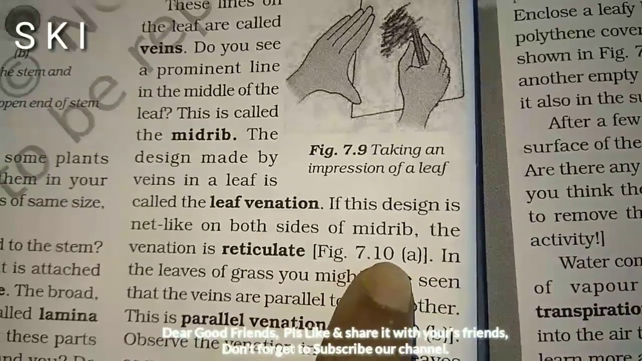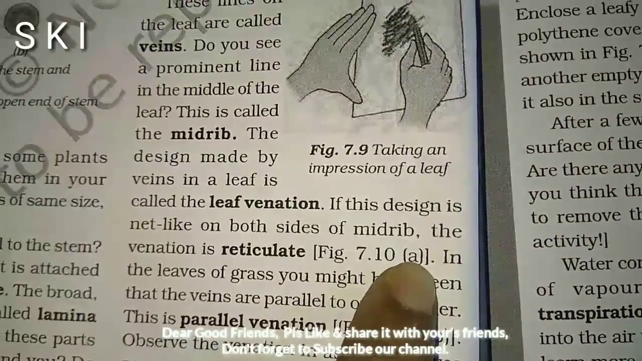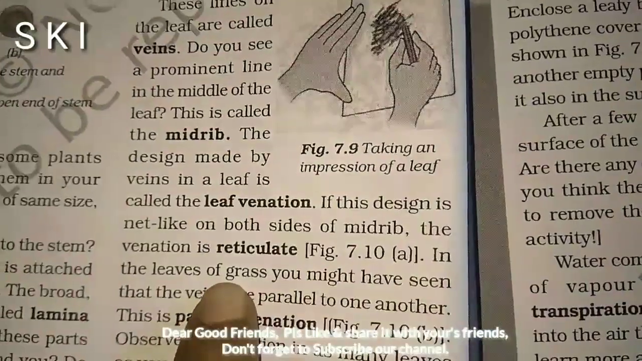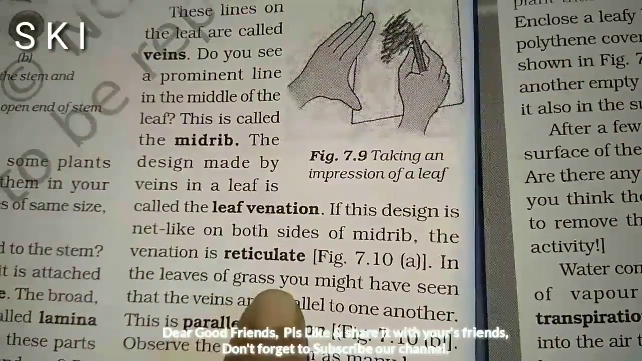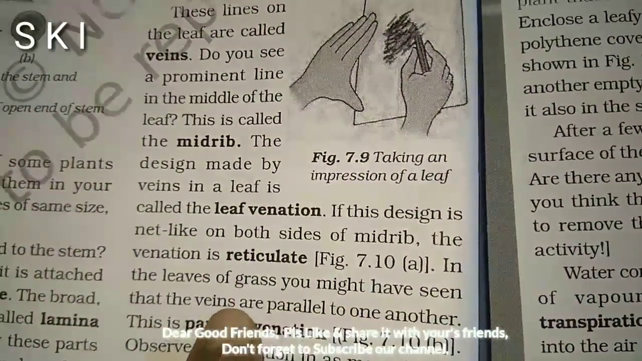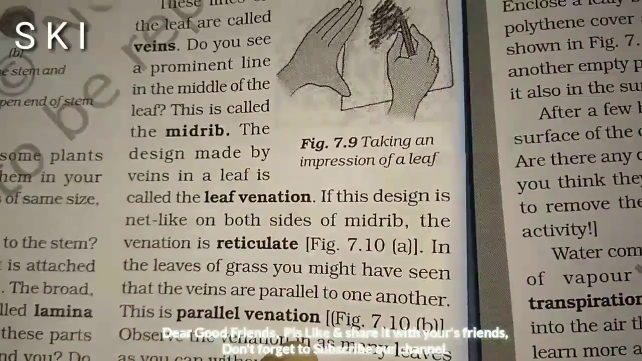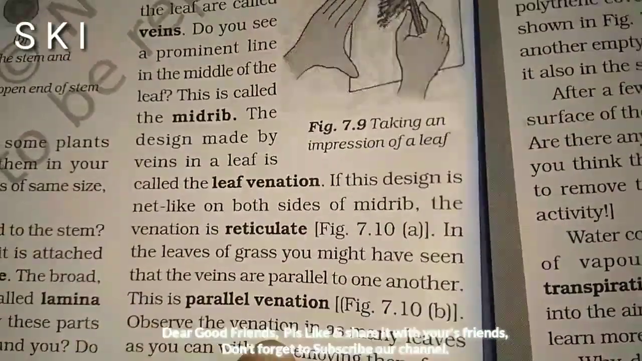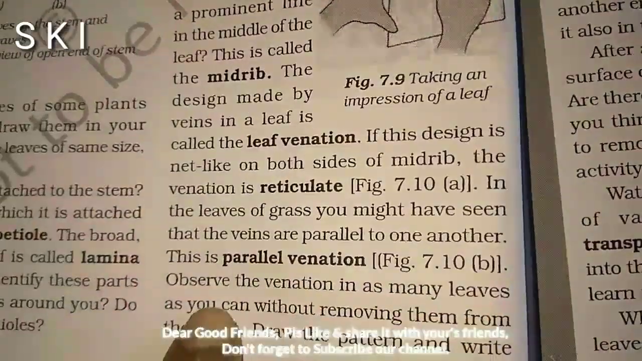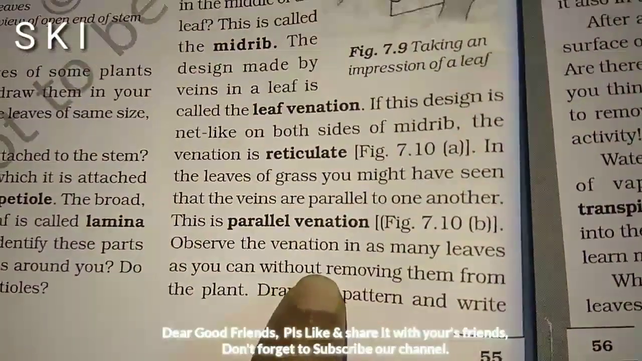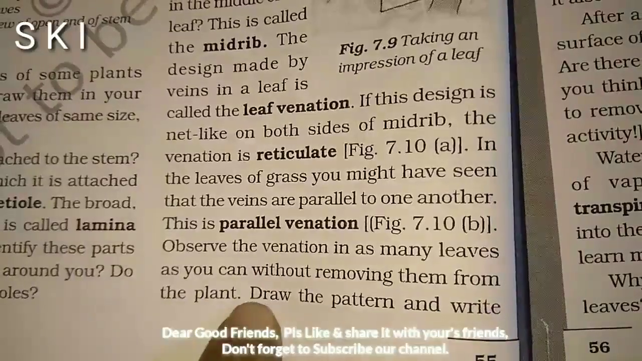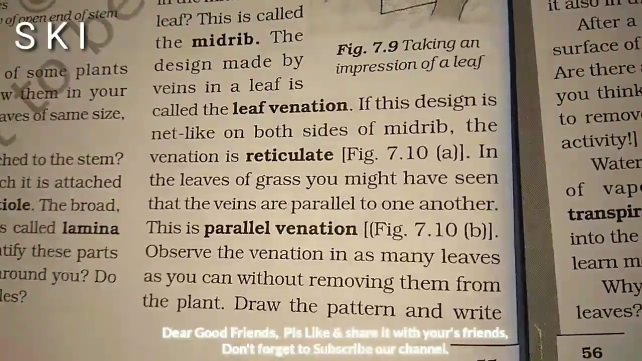Figure 7.10a. In the leaves of grass, you might have seen the veins are parallel to one another. This is called parallel venation. Observe the venation in as many leaves as you can without removing them from the plants.